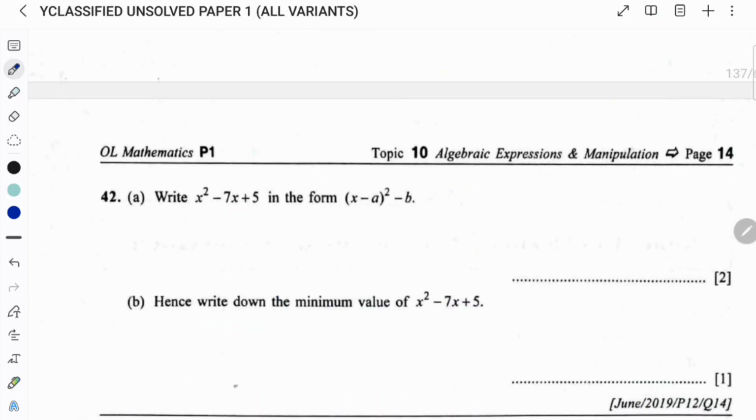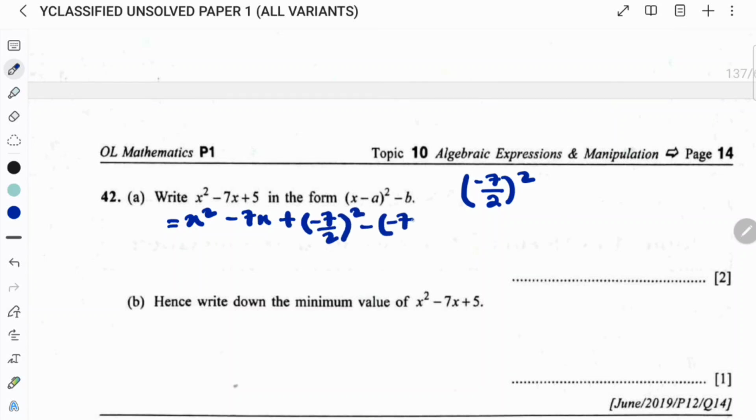Alright, now x square minus 7x plus 5. Again, you can see that it's a hint that you have to use the completing square method. So the coefficient of x is minus 7. Half of it is minus 7 upon 2. Add and subtract the square of it. Okay, x square minus 7x plus minus 7 upon 2 whole square, minus 7 upon 2 whole square and plus 5 as it is. So this much will become x minus 7 upon 2 whole square.